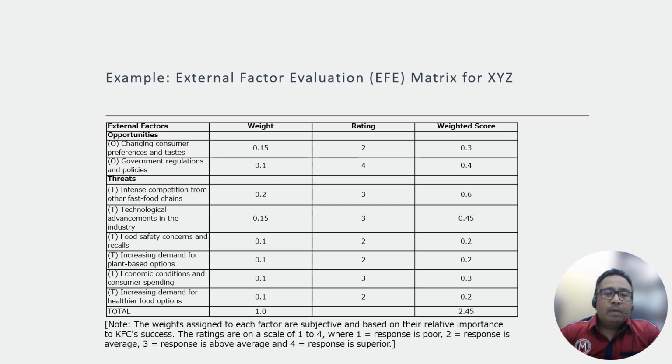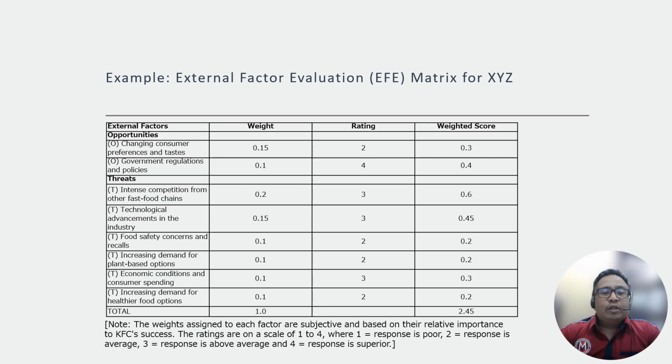This is an example of an external factor evaluation matrix for XYZ. Changing customer preference and taste is an opportunity. The weight is 0.15 with a rating of 2, and the calculated weighted score is 0.3. This opportunity reflects the potential to capitalize on shifting consumer preference and taste. The rating of 2 suggests that there is room for improvement in addressing these changes effectively.